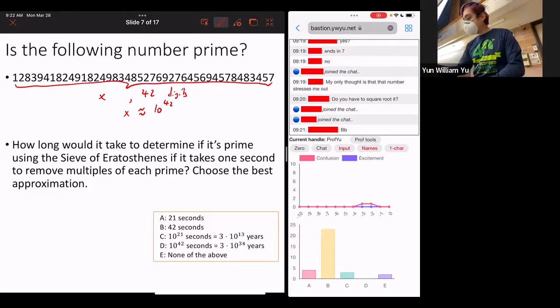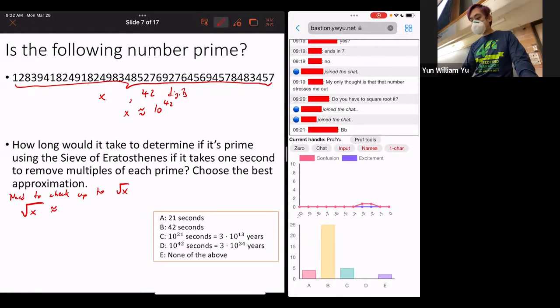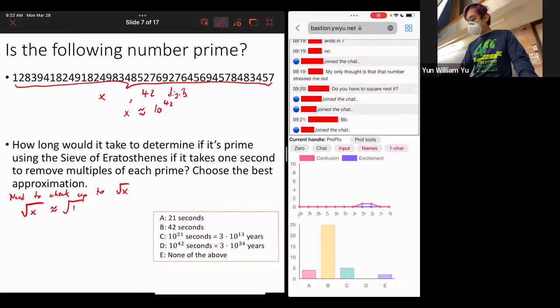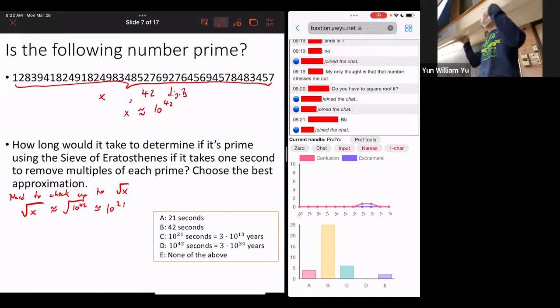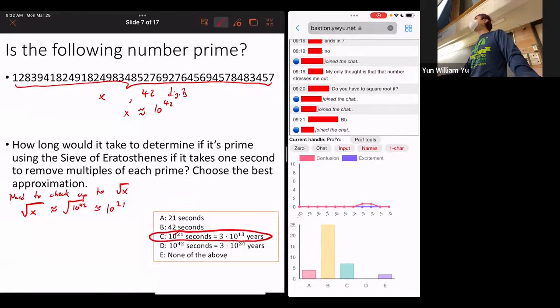So what do we need to check? We need to check up to the square root of n, right? How big is the square root of n? Well, of x. x is around 10 to the 42. So the square root of x is approximately the square root of 10 to the 42, which is approximately 10 to the 21. So if it takes 1 second to remove the multiples of each prime, and if it takes 1 second to check if it's divisible by each number, let's say, then it would actually take around 30 trillion years.